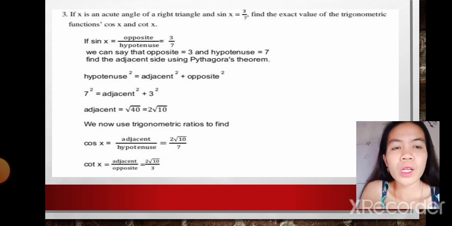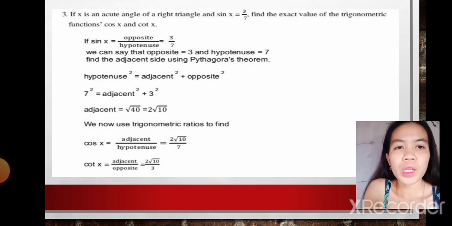So we now use the trigonometric ratios to find the values. Cosine x is equal to adjacent over hypotenuse. So our adjacent is 2 square root of 10, and our hypotenuse is 7. Cotangent x is equal to adjacent over opposite. So our adjacent is 2 square root of 10 over our opposite, which is 3.